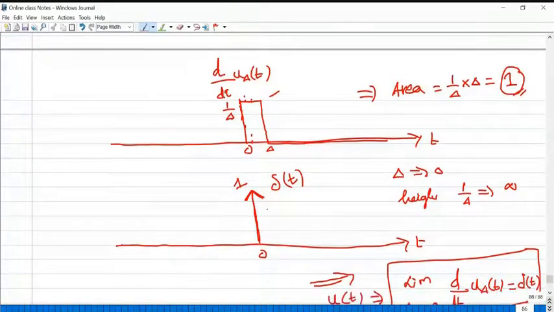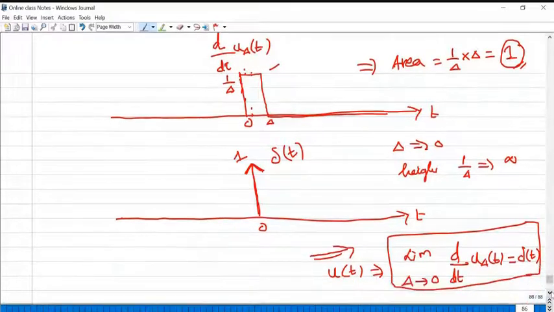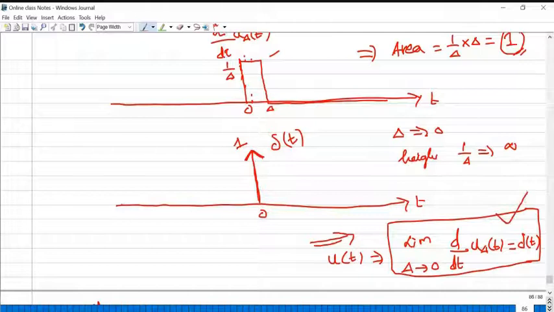So the impulse signal is derived from a small rectangular pulse having a width of del and a height of 1 by del. With some assumption, we can represent the impulse signal like this. Now the width is 0 and the height is infinite. This arrow mark indicates the height of the pulse is infinite, and this 1 indicates the magnitude, meaning the area under the curve is 1. So d by dt of u del of t, if del approaches 0, is equal to del of t. This is the relationship.